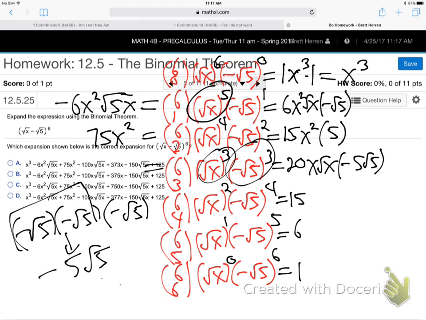So putting that all together, I'm going to do the same kind of thing again. I'm going to move the negative to the front and put all the whole numbers together and then the root stuff together under one root, right? So 20 times negative 5, negative 100, x root of 5x. That good?